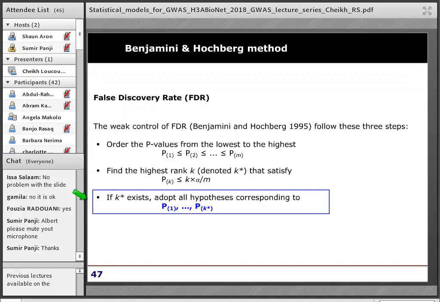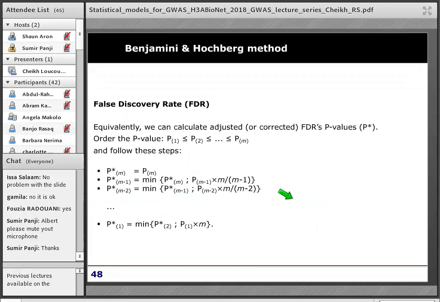That means the ranked p value, pk, has to be less than or equal to k times alpha divided by the number of tests. Alpha is 0.05 and k is the rank. So once you rank them, you have to find the highest k where pk satisfies this formula, k times alpha over m. That k star is where you stop, and you adopt all hypotheses corresponding to p first, p second, p third, until p k star. So all the p values up to that one are the significant p values.